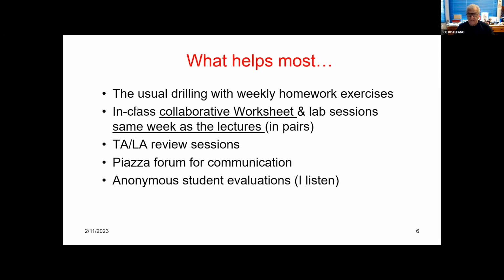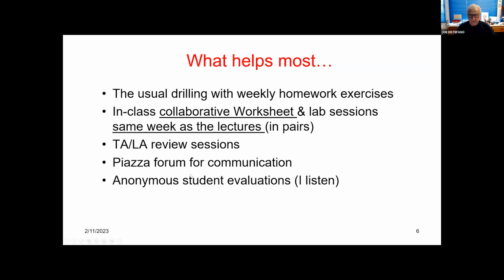So I found, in fact, in my collaborative worksheet sessions, I force the students to work together. I tell them that they have to have at least one other partner to sit down and put their two heads together to work out the problems. And then the LAs, the TA, and myself walk around the room helping them with it. And it works very, very well.